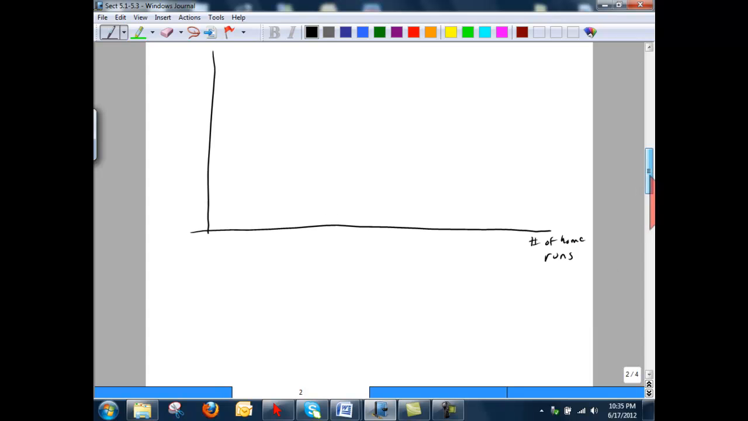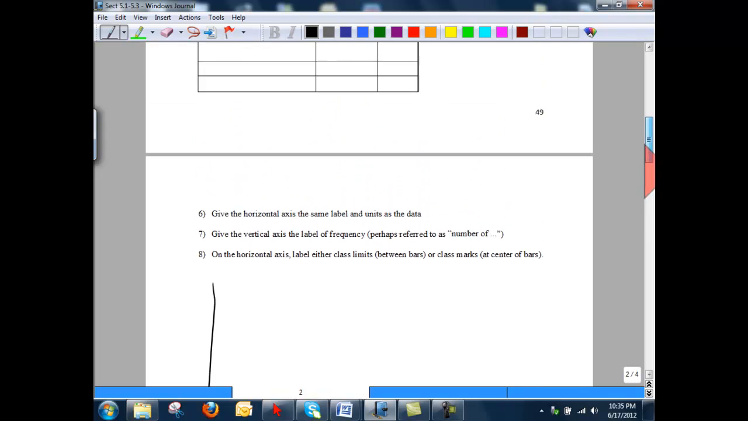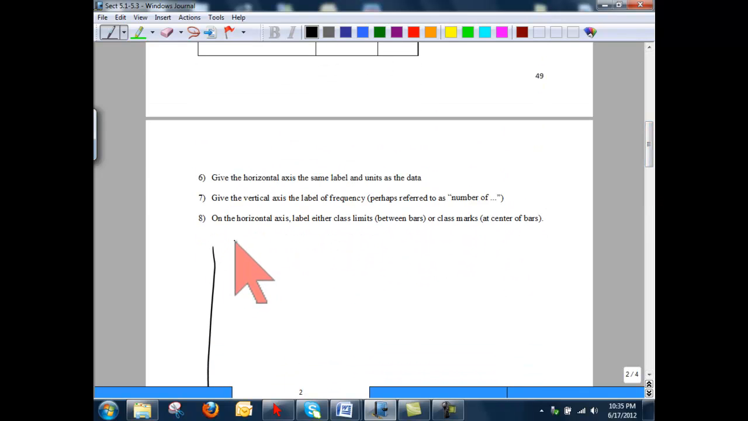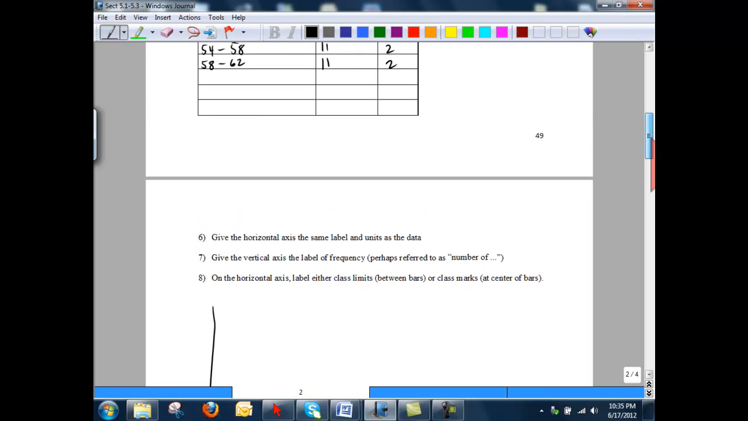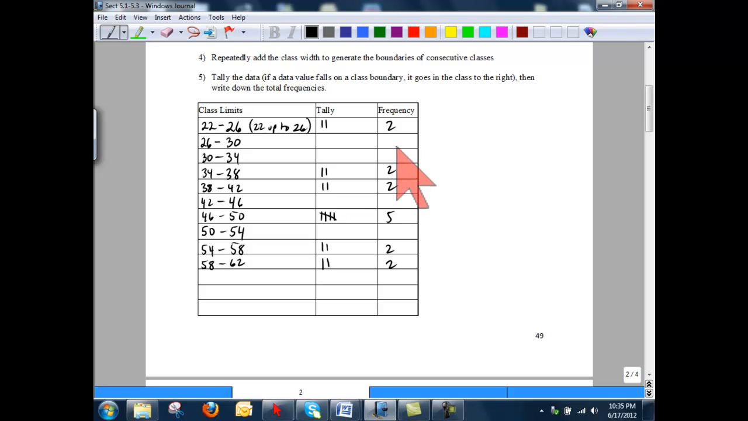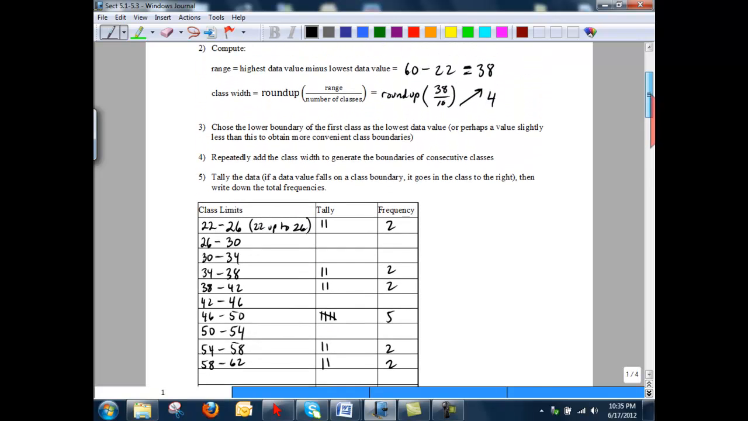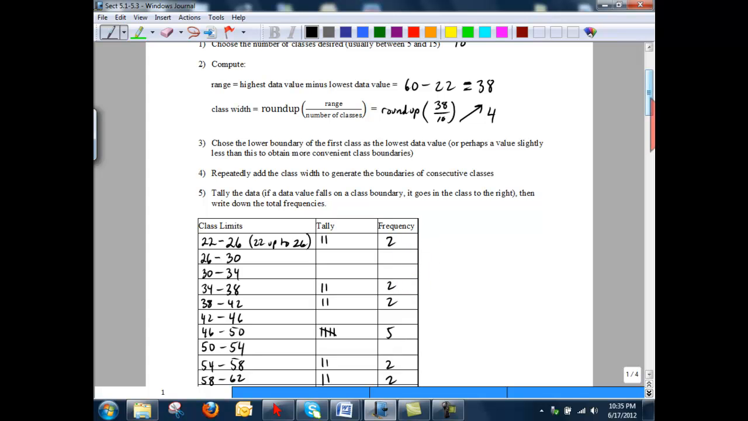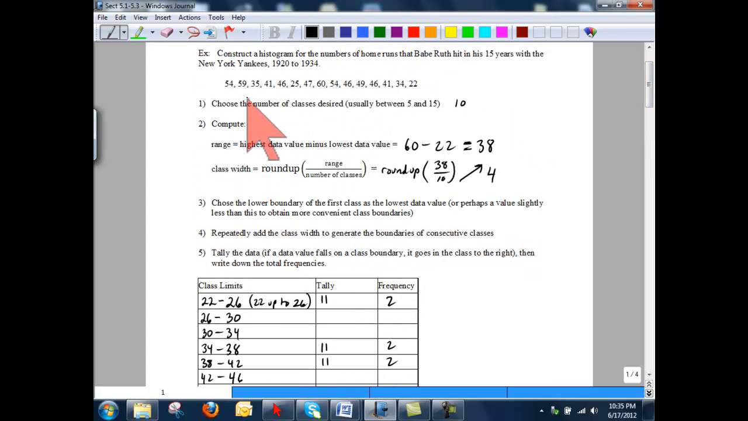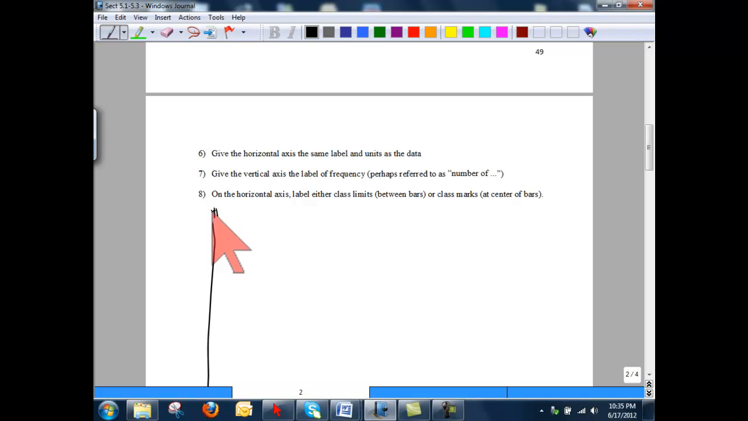And on the vertical axis, I could label this vertical axis frequency. It might be a little more instructive to say number of. So it's going to be these numbers, 2, 2, 5, and so on. And the question is 2 what and 5 what? Well, there were 2 numbers in this list that were between 22 and 26, and there was 1 number per year or per season. So the frequencies are counting number of seasons.